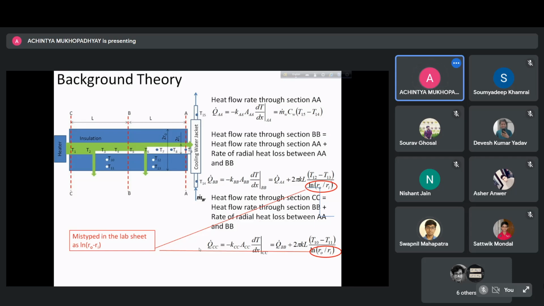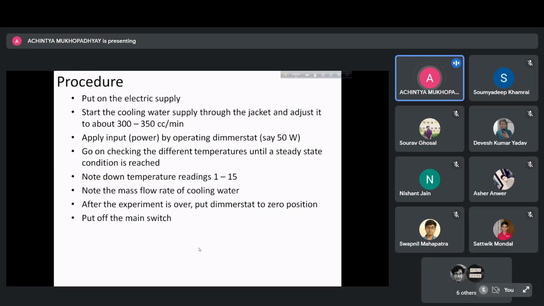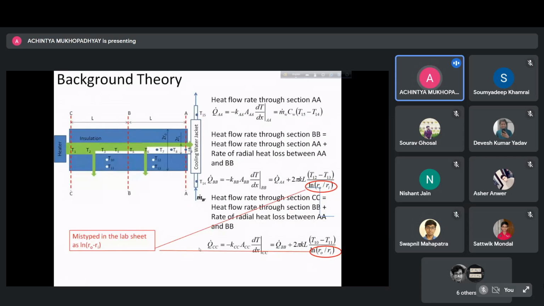Okay, so next what we do, this is the procedure. So now we have to see what happens.